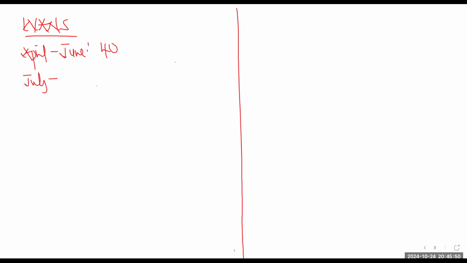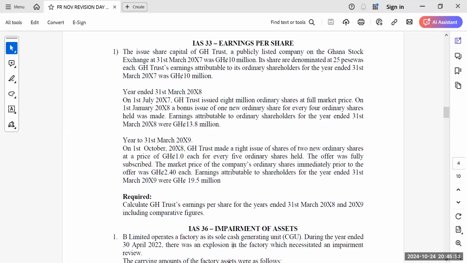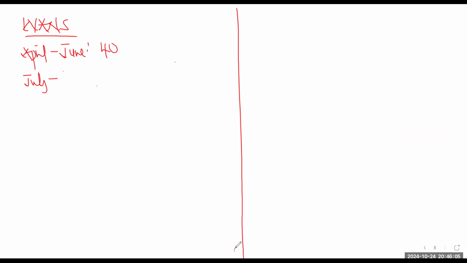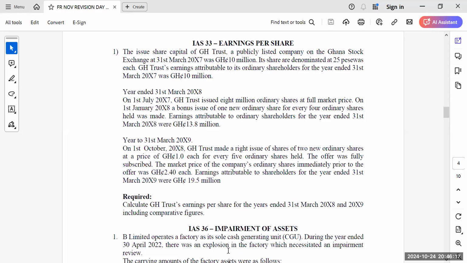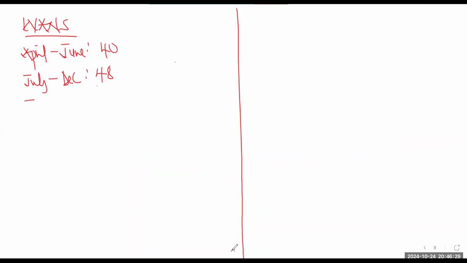Let's come from July to when was the bonus issue? The bonus issue was made on 1st January. So that would be July to December, isn't it? Yes, sir. July to December, how many shares will contribute to the profit? Would that be 48 million? Yes, 48. We have 40 from the beginning plus 8 million. Okay, that will give us 48, isn't it? Okay. So from January to March.